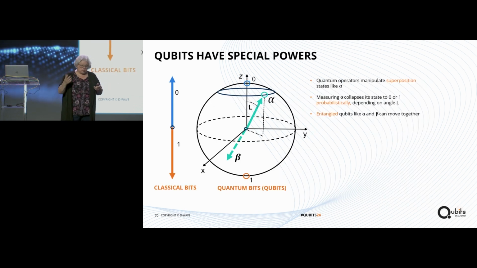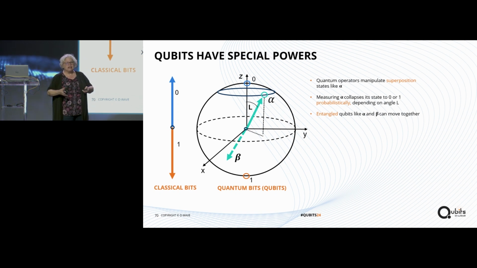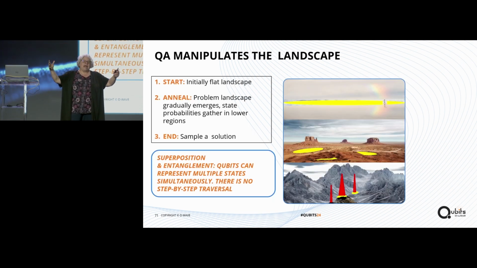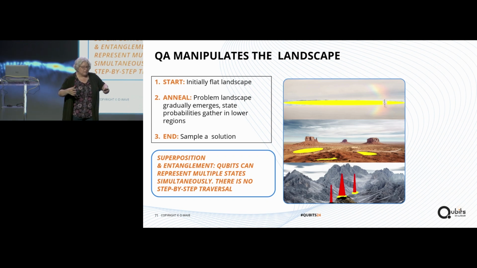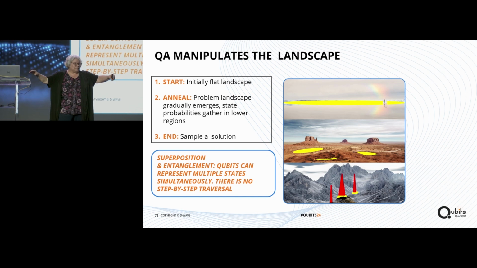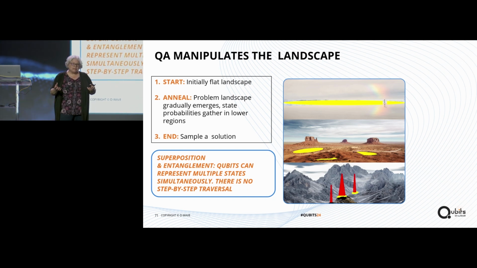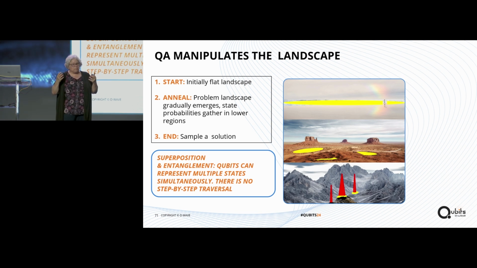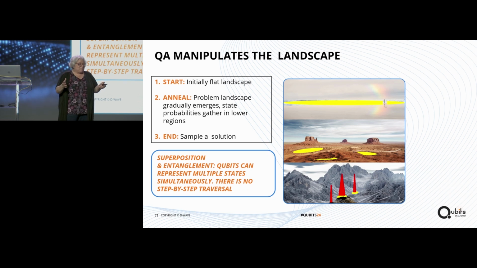But qubits have these special powers of entanglement and superposition and so forth, and because of that, it doesn't work the same way. Instead of starting with this landscape and taking a step and then taking another step and then taking another step, what quantum annealers do is they manipulate the landscape, and the probabilities of the qubits are tracking the lower areas of the landscape. And because of superposition and entanglement, one register of qubits is representing the probabilities at which it's going to come back with a sample. And so it's just not step by step at all.